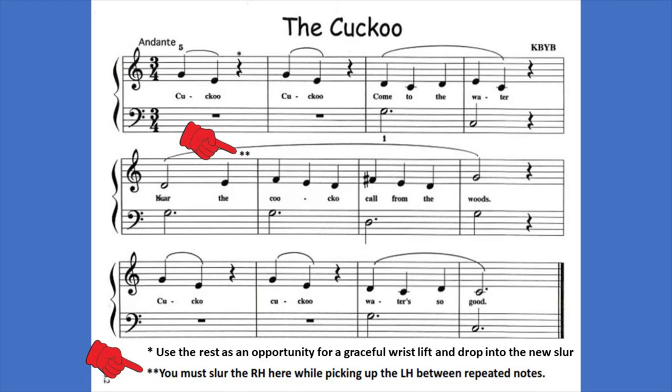Now back to our music. Notice on line 2, there are 2 asterisks, and that means to go to the bottom and read the note: you must slur the right hand here while picking up the left hand between repeated notes. So your repeated notes on the left hand are G and G. But look at the right hand. You have to be sure to slur between the E and the F. Let me demonstrate. Watch the right hand between E and F.